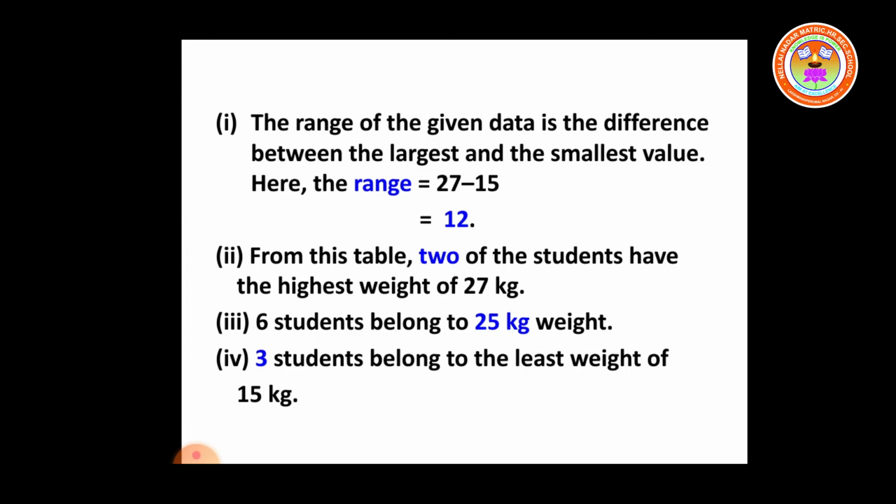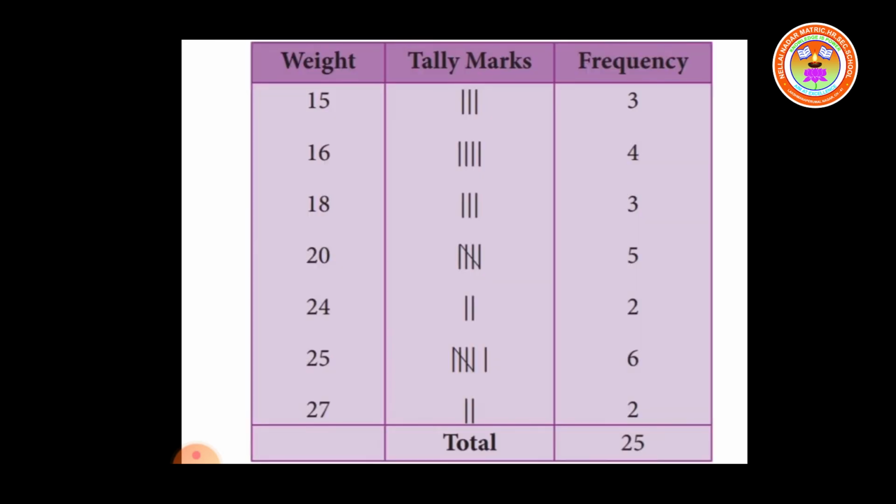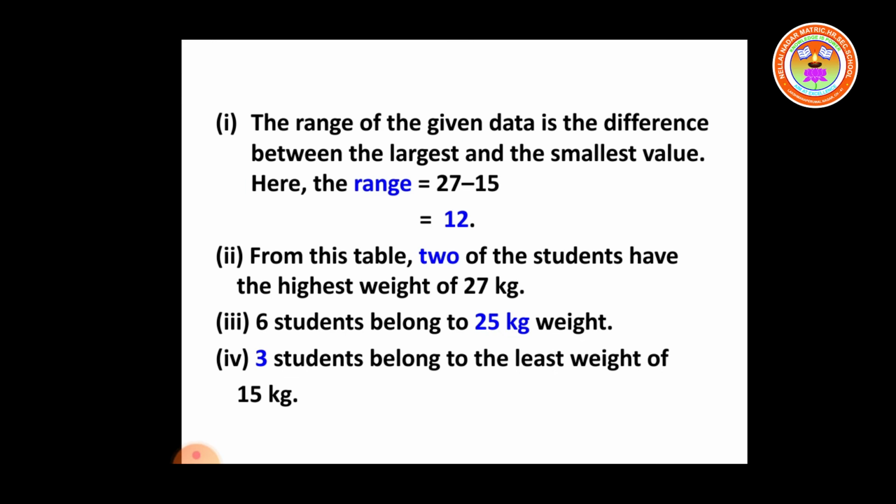So your answer: 6 students belong to 25 kg weight. Next, the fourth one. How many of them belong to the least weight? What is the least weight? 15. How many students? 3. 3 students belong to the least weight of 15 kg.